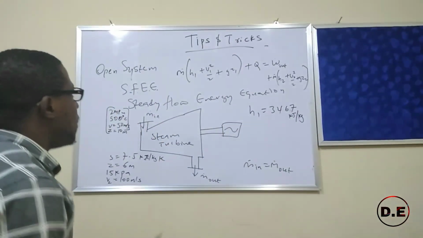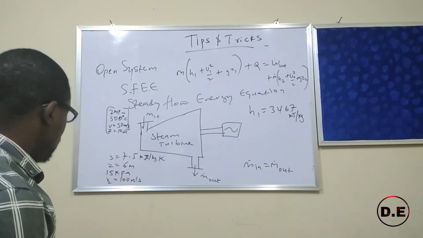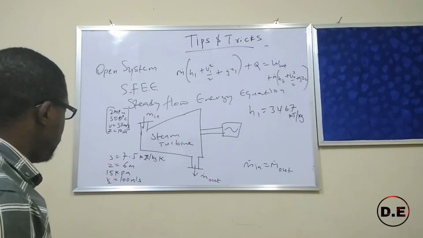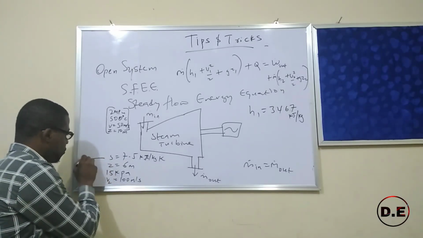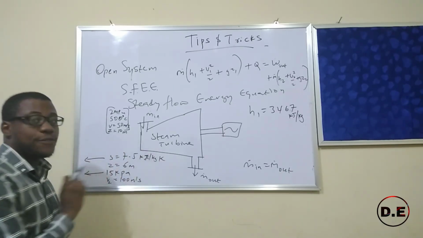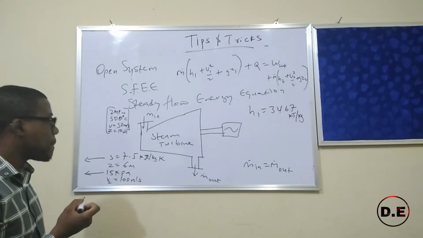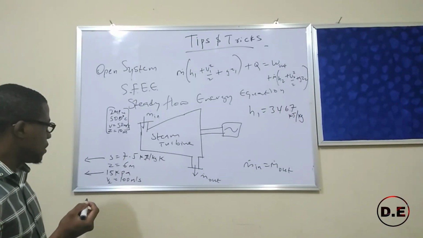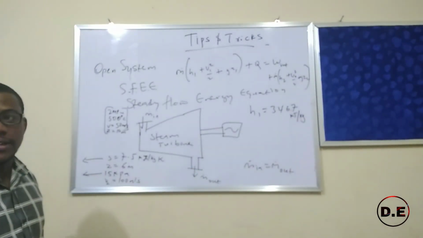Now, the next thing I want to do is to calculate my h2. Okay, so how am I going to get h2? Remember, I have two properties already, this property and this property. So these two properties fix the state of steam. Okay, so let's decide. First of all, we want to determine, is our steam at the outlet superheated or wet vapor?